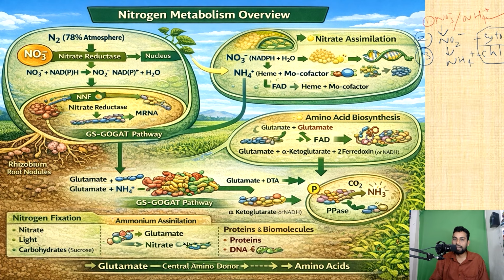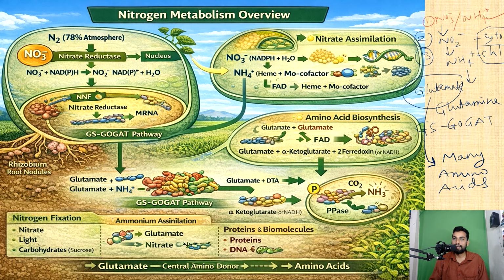Next, this ammonium reacts with glutamate, which is present earlier. Okay. So glutamate reacts with ammonium and forms glutamine. We call it the GS-GOGAT pathway. Also we call it ammonium assimilation. Okay. Please remember this. Glutamate is the central molecule for producing amino acids, so it plays a major role. It forms many amino acids. Amino acids are precursors for proteins. So finally proteins are produced.